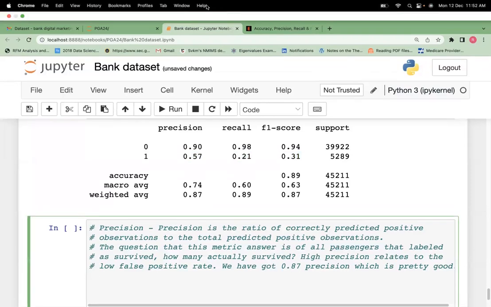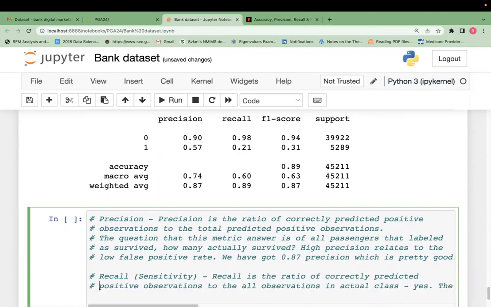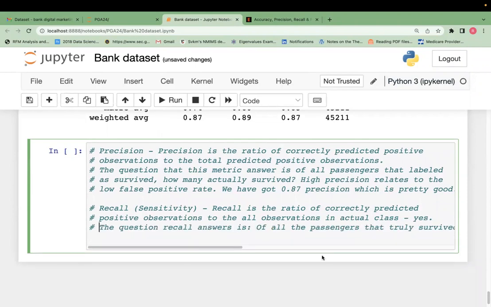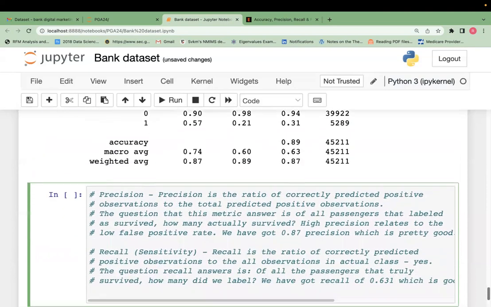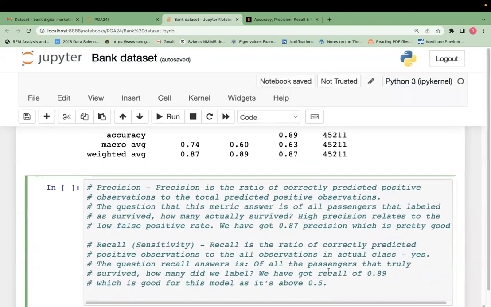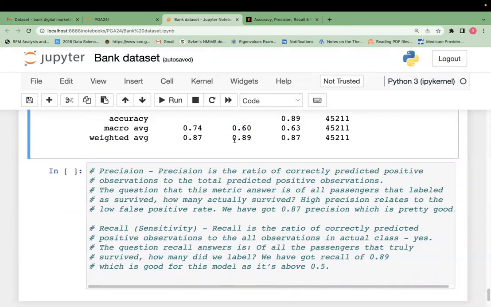Similarly, the other metric is recall. Recall, also called sensitivity, is the ratio of correctly predicted positive observations to all observations in the actual class. The question recall answers is, of all the passengers who truly survived, how many did we label? That means how many our model has predicted. Here we got a recall of 0.89, good for this model as it is above 0.50. But if you look at the macro level recall, it is less, 0.60. Weighted recall is 0.89. So recall and sensitivity are the same.